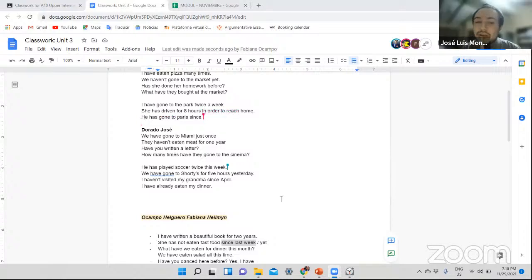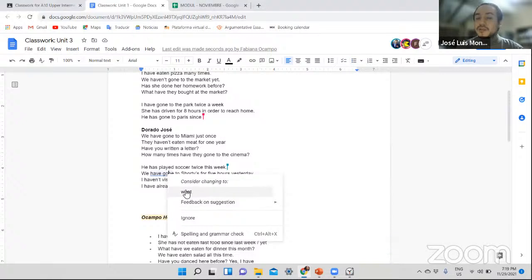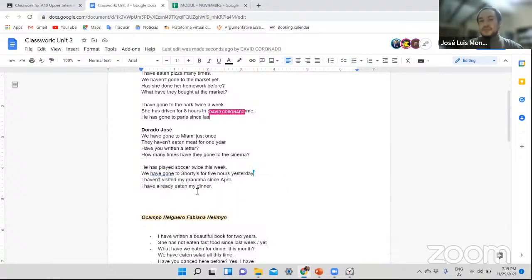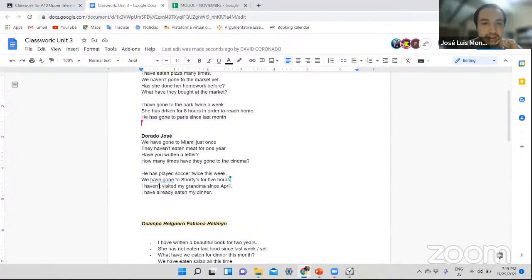Only one little detail. It's okay if you say for 5 hours, correct? But if you say yesterday, it is definite. And in this sentence, if you realize, they are going to ask you to use the simple past. So don't use yesterday. You can say they have gone to Shorty's for 5 hours, and that's going to be enough. All right, good. They still want you to change that, but now it's correct. Good. And since April, very good, and already eaten in between those ones. That is great, Jose. I have no more observations.